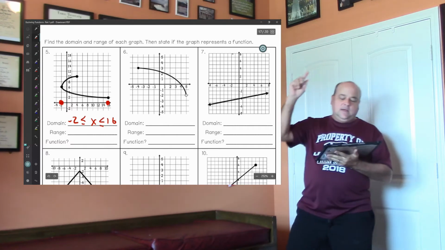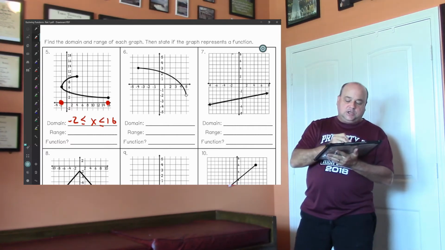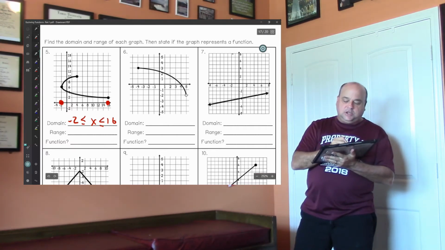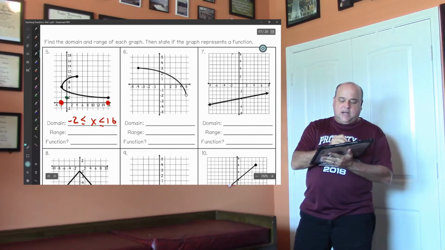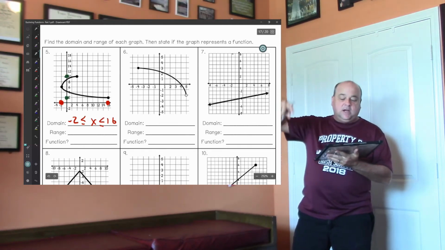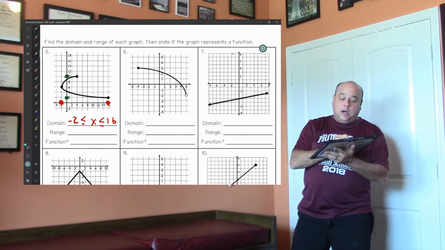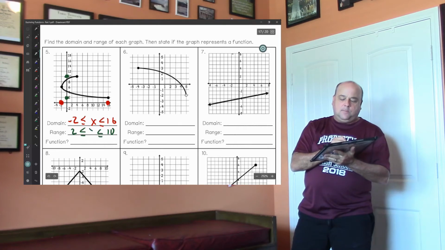Now then, let's find the range. The bottom number on the range is right here. Go across, put a dot. The top number's right here, put a dot. And then we're going to go from -2 to +10, aren't we? Or I'm sorry, +2 to 10. Put less than or equal symbols and put a Y.